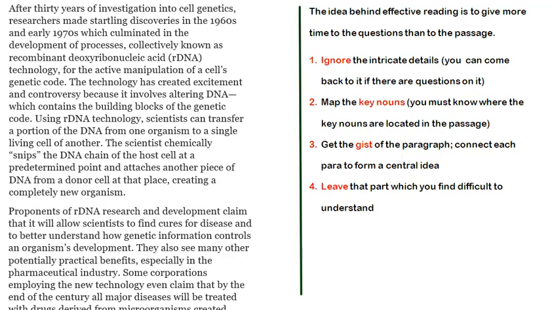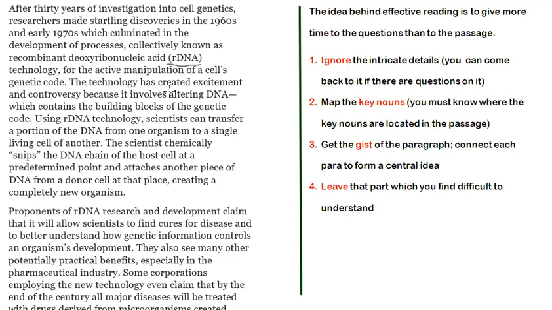It says here, after 30 years of investigation into cell genetics, researchers made startling discoveries in the 1960s and early 1970s, which culminated in the development of processes collectively known as recombinant deoxy. So we don't know how to pronounce this, but then it came to be known as rDNA technology for the active manipulation of cells' genetic code. So what happens in this first sentence, that during some period, 1960s and 1970s, the researchers developed what we call the process of rDNA, which is nothing but manipulation of cells' genetic code.